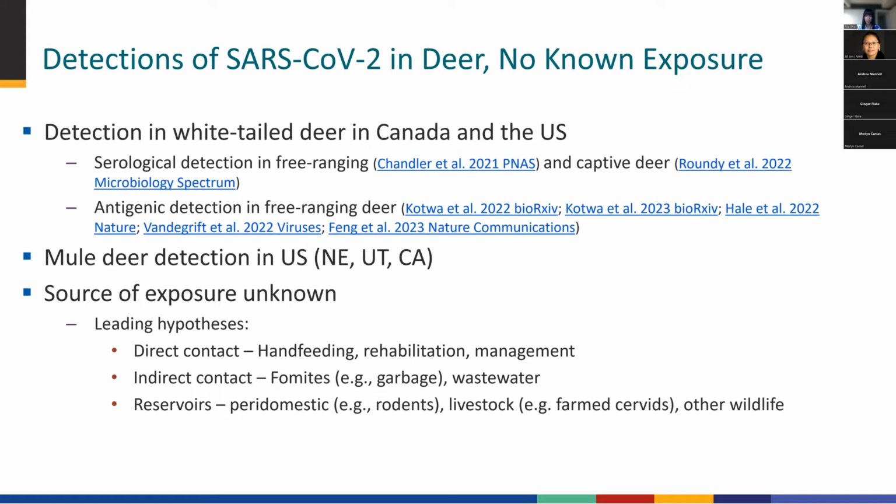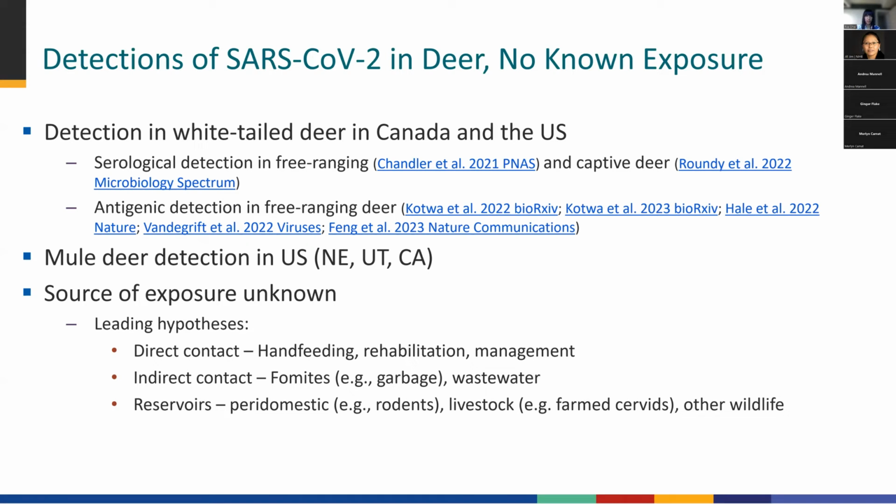Since that time, we've also found that mule deer have been found positive for SARS-CoV-2 in at least 3 US states: Nebraska, Utah, and California. The interesting thing is that despite having this kind of widespread transmission in white-tailed deer, we still do not know how these deer are becoming exposed to SARS-CoV-2 in the first place.